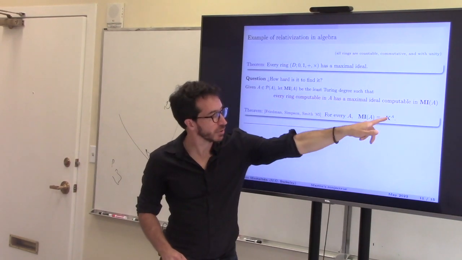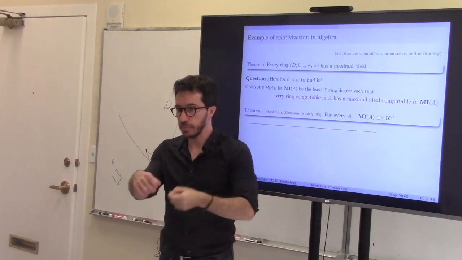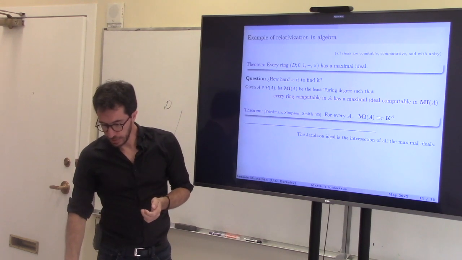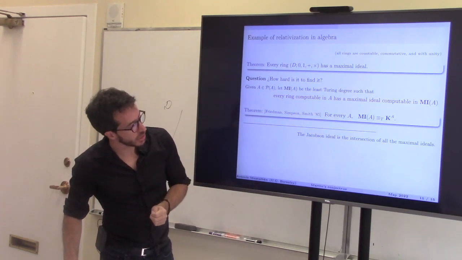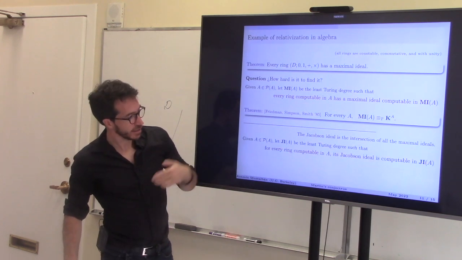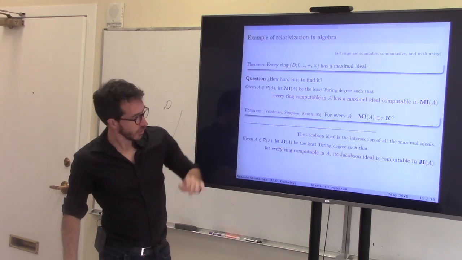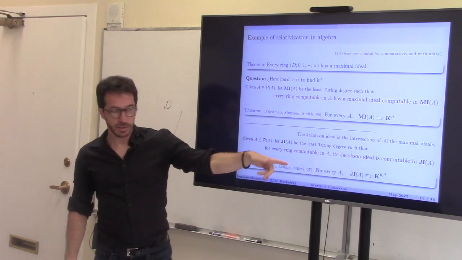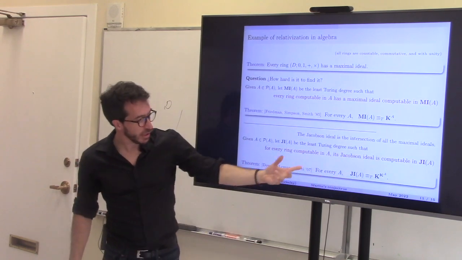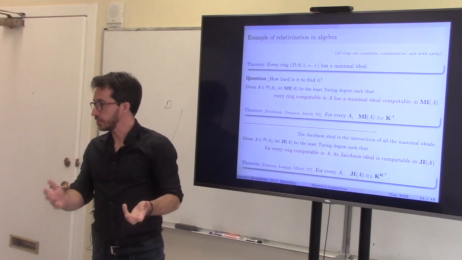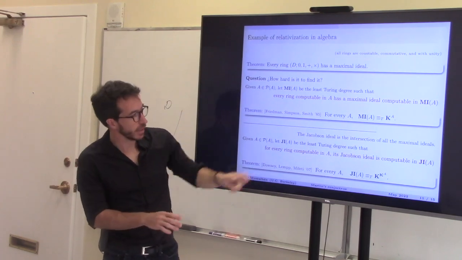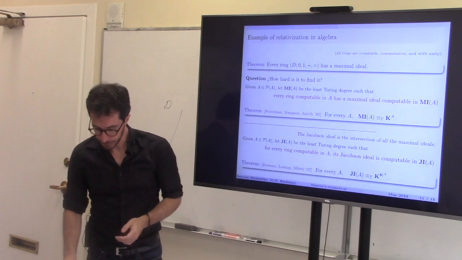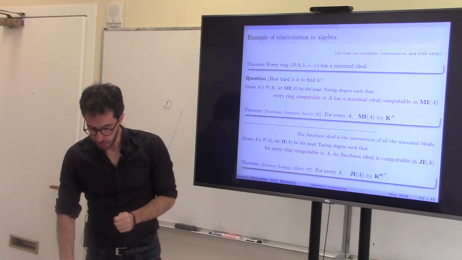If you have the halting problem relative to A, you can find these maximal ideals on the ring computable in A. And then there's a similar one. We don't need to explain what the Jacobson ideal is; it's another ideal. You can do the same construction, and two iterations of the halting problem is what you need to compute these Jacobson ideals, at least one. And they are the intersection of all the maximal ideals in the ring.